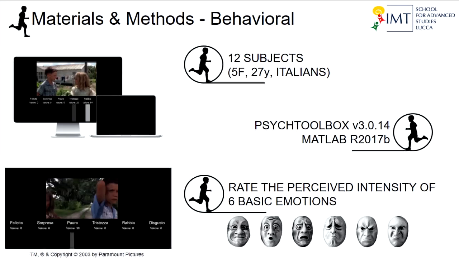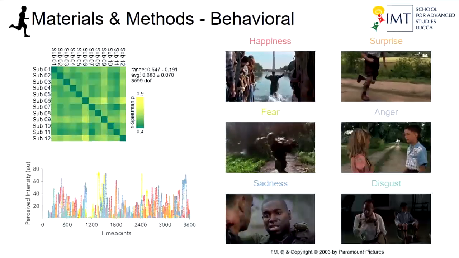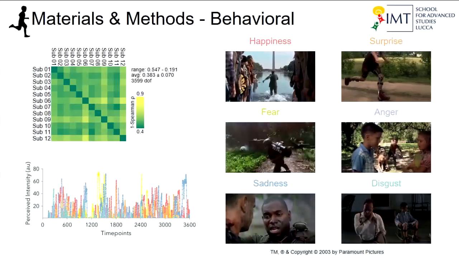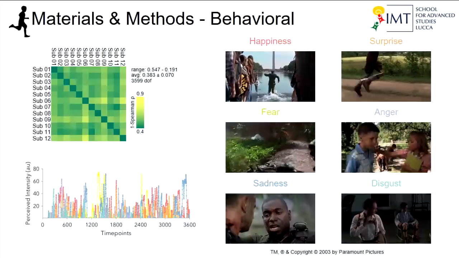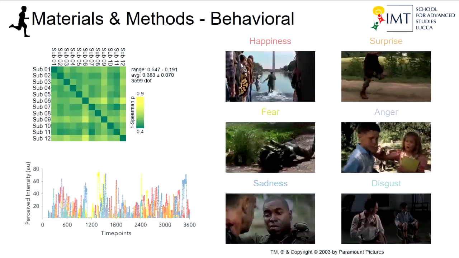So now we're missing the emotion part. And to obtain that, we asked a group of subjects to watch the exact same movie that was employed in the fMRI experiment and to give a continuous rating of the perceived intensity of 6 basic emotions that were happiness, surprise, sadness, anger, fear, and disgust. So we obtained 6 regressors, one for each emotion throughout the movie, that then we concatenated and downsampled to match the fMRI temporal resolution. And then we also looked at the agreement across subjects in the emotional rating, and it was consistent, as you can see in the dissimilarity matrix, having an average correlation of approximately 0.4 on a total of 3,600 time points. And here it's represented the group level time series and the moments in the movie that correspond to the peak of intensity in the rating for each emotion.